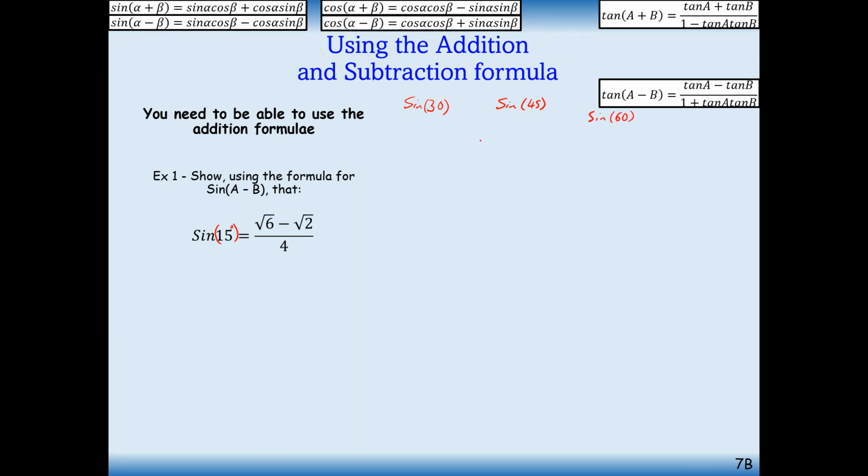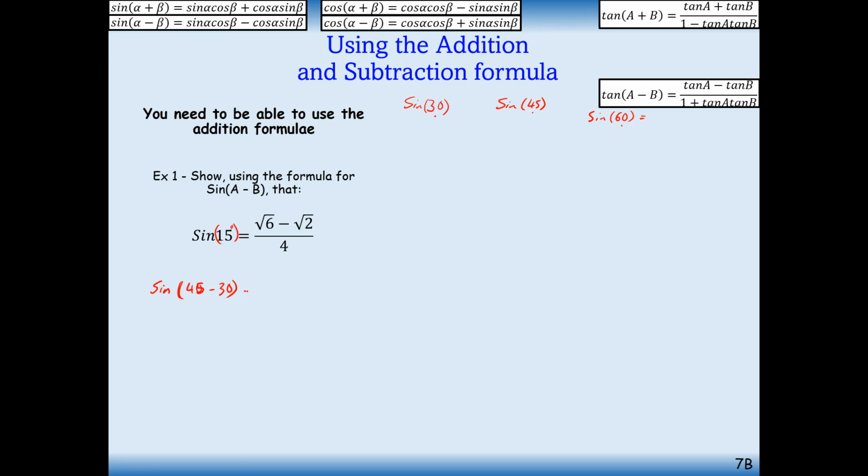So which of these angles do you think we could subtract so that we can get 15 degrees? Well, the difference between 45 and 30 is 15 degrees. You can do some trial and error and substitute values there, but I would suggest you start working with angles 45 and 30 degrees. So 45 minus 30 is 15 degrees.